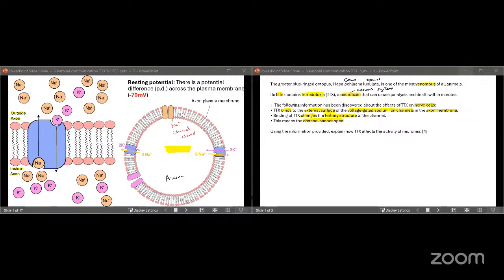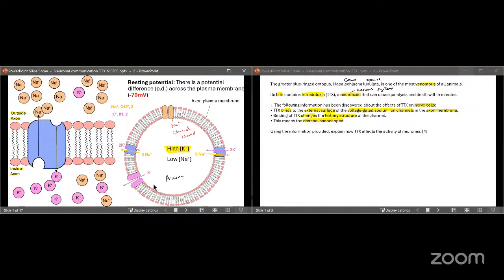Now, you should remember, if you looked at my previous video, that there is the resting potential, where the potential difference across the membrane is minus 70 millivolts. That is because you have your sodium-potassium pump, with 3 sodium pumped out and 2 potassium pumped in, therefore maintaining a concentration gradient of sodium being high on the outside and low on the inside, and potassium being high on the inside and low on the outside.